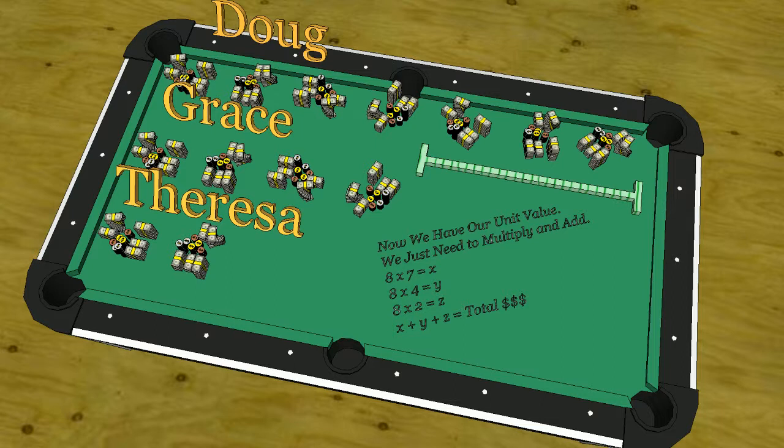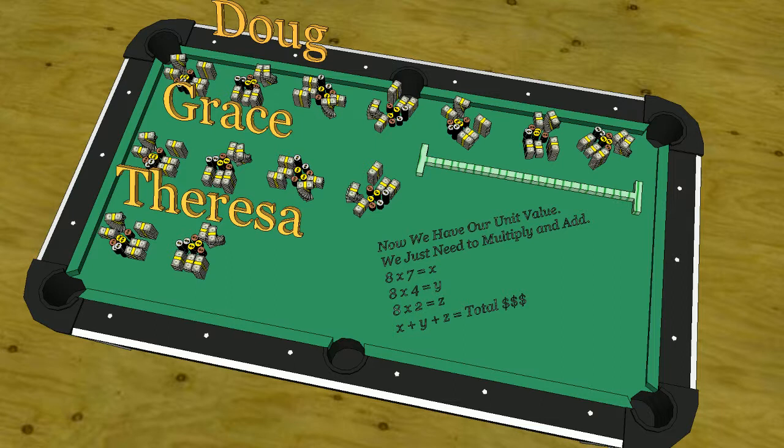So Doug made $24 more than Grace. It was 8 times 7. He made $56. Grace made 8 times 4, which is $32, and Teresa made $16, and then I'm going to add those each up in order to get the overall money that Doug, Grace, and Teresa made.